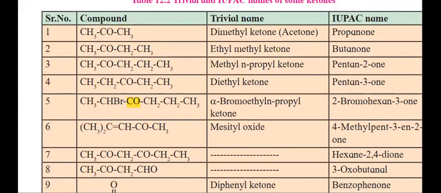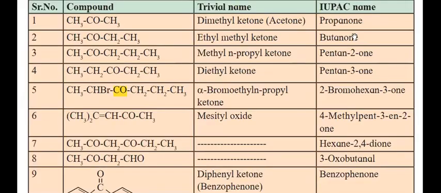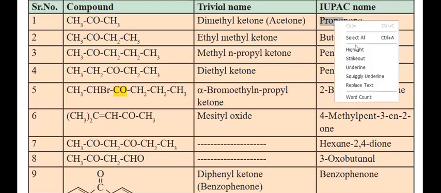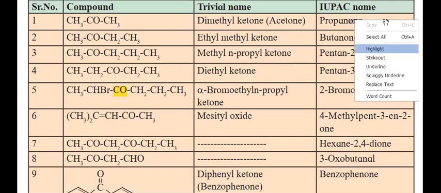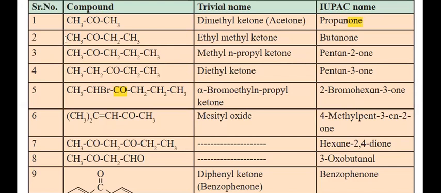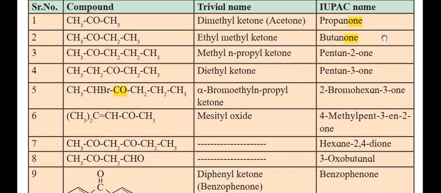Okay, trivial names and IUPAC names. Number of carbon atoms 3, therefore it is called propanone. It is propane, 3 carbon atoms. Instead of E, we have to add ONE. We have replaced E with ONE. The next compound contains 4 carbon atoms, so it is butane, and instead of E we have used ONE. It contains a ketonic functional group.